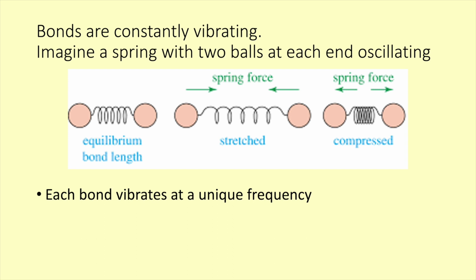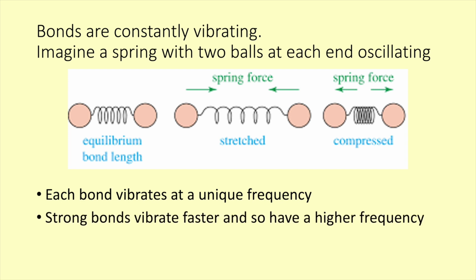Each bond vibrates at a unique frequency. So different types of bonds will vibrate at different frequencies. Stronger bonds vibrate faster and therefore have a higher frequency.